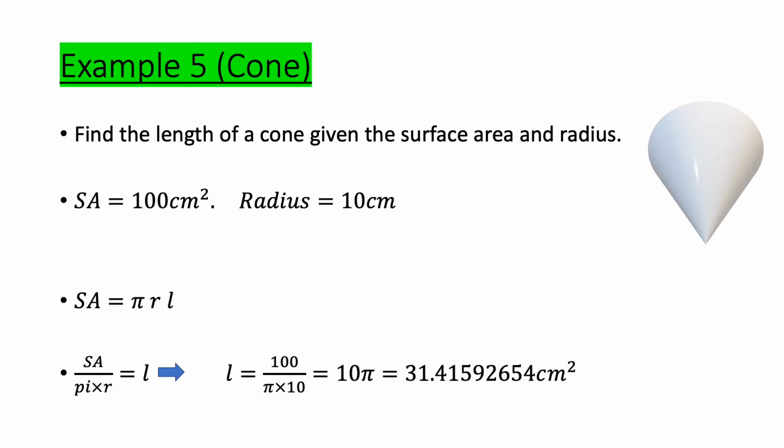Right, guys, example 5. Find the length of the cone given the surface area and the radius. The surface area is equal to 100, the radius is equal to 10. We are told that the surface area is equal to pi times R times L. We are given the area and the radius, so to rearrange it, I would divide both sides by pi r.